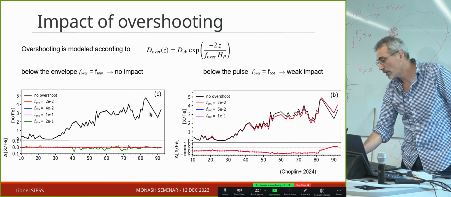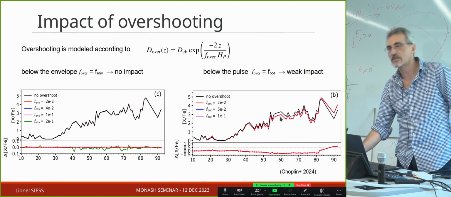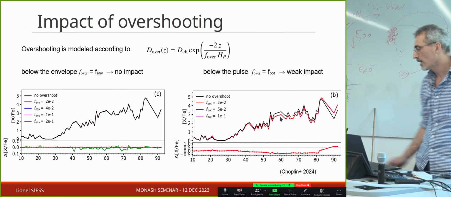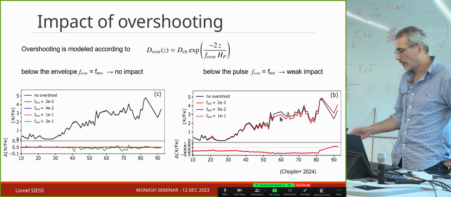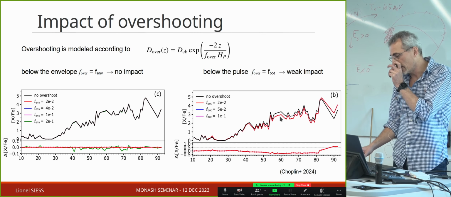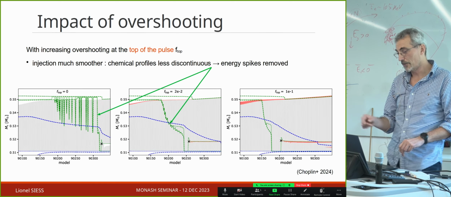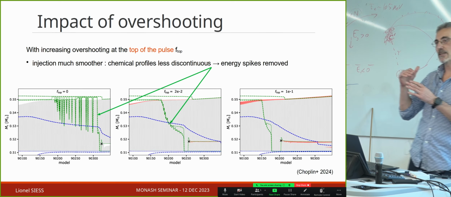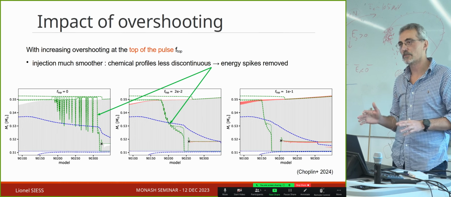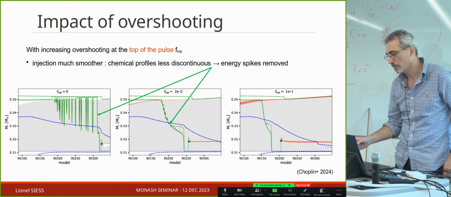We did the same below the pulse. We see slight differences in the resulting nucleosynthesis, but it's not a very big effect. But if we include some overshooting at the top of the pulse, that's where things become much more sensitive.